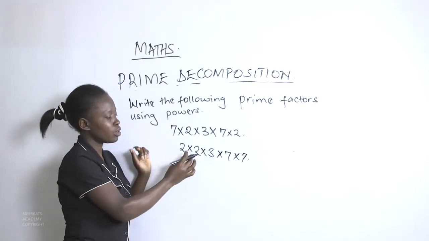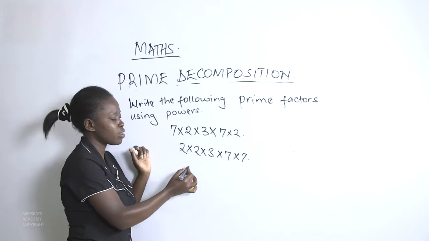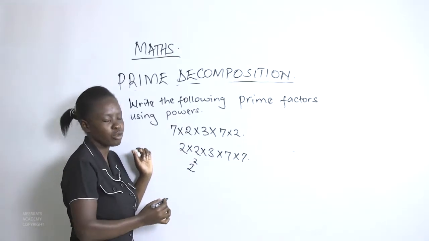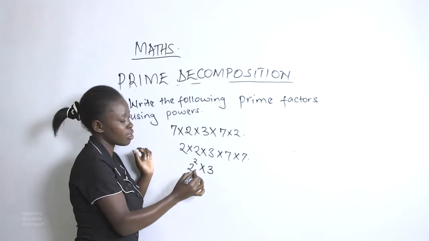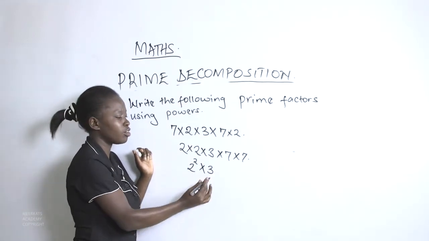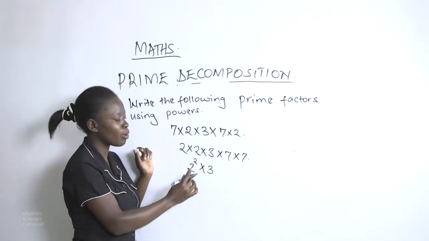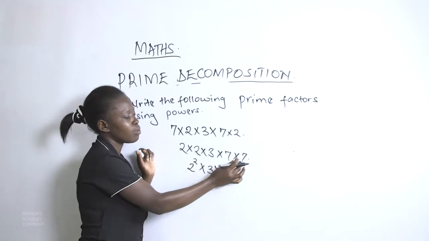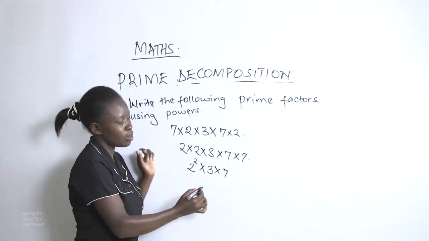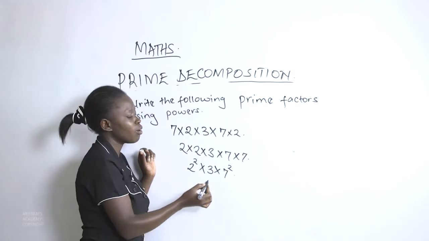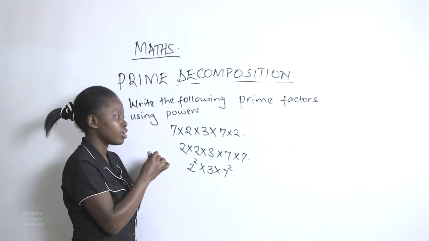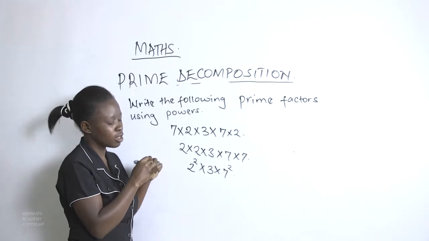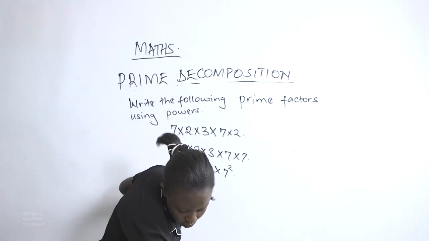So after that, we write it in power form. The first base I have is 2. It is repeated twice, so it is 2 to the power of 2. The next number is 3. It is just appearing once. There is no need of writing to power 1 because a number written to power 1 is simply that number. Then multiplied by 7 appearing twice gives me 7 to the power of 2. So 7 times 2 times 3 times 7 times 2 is simply 2 squared times 3 times 7 squared.